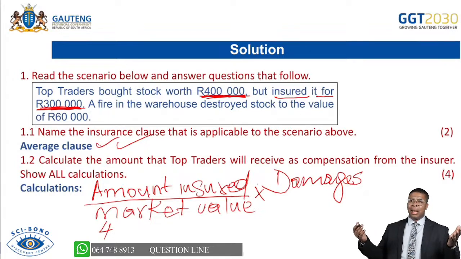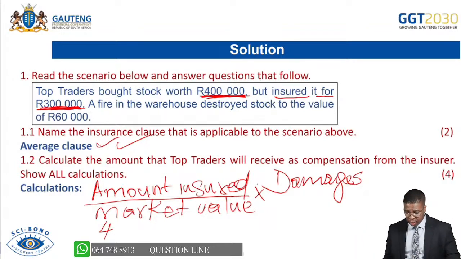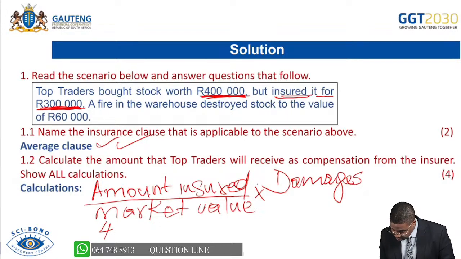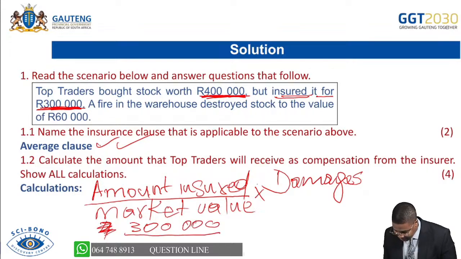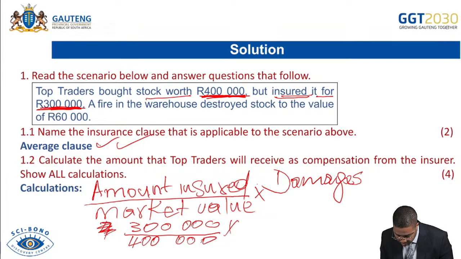And immediately you make that mistake, you're out. You have lost your marks. So make sure that you underline to say the amount insured is 300,000. Cannot be this one. It's supposed to be 300,000 over the stock worth, which is the market value. The value of stock is 400,000. Multiplied by what? The damages. How much are the damages? 60,000. And you say 60,000.